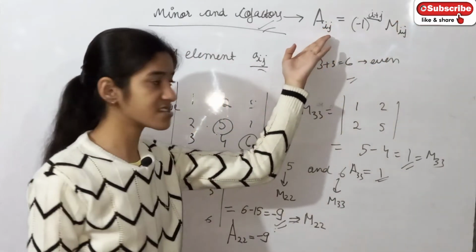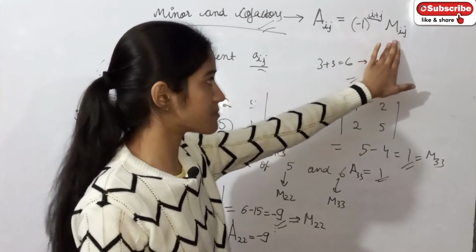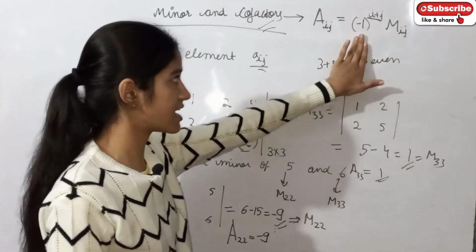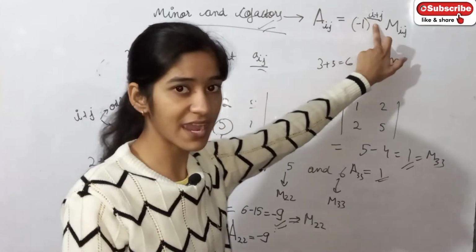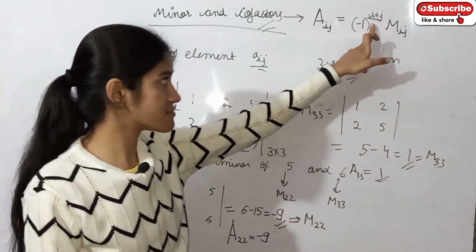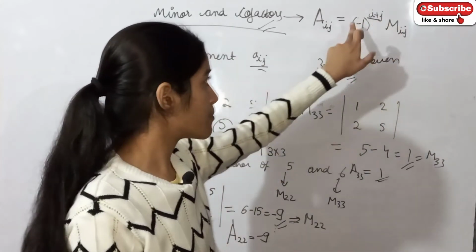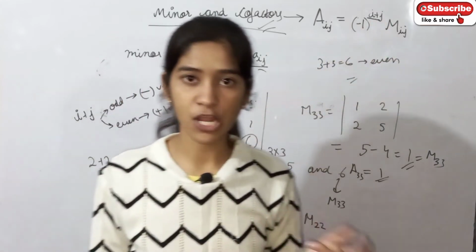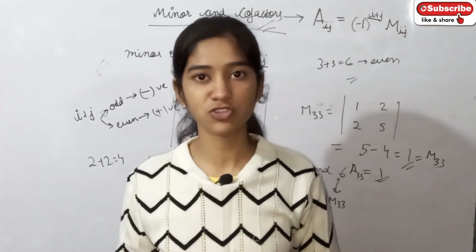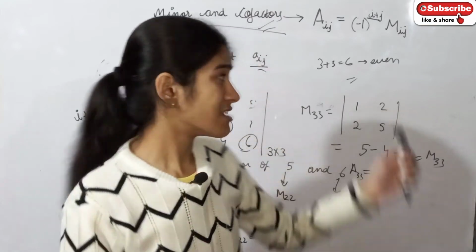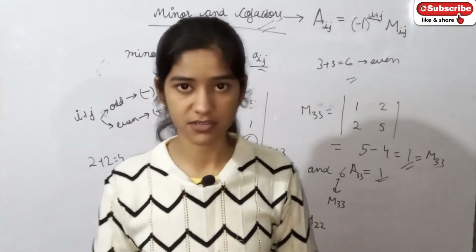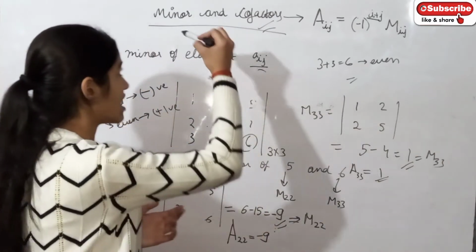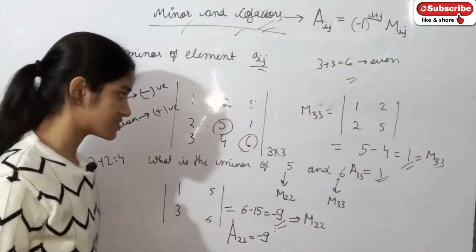So the cofactor is nothing but the multiplication of its minor with its positive or negative sign, and we find that if we know the row and column by adding them. If the value is even, then it becomes positive and the cofactor becomes equal to the minor. If the value is odd, then the cofactor is just the negative of the minor. So in this way we find the minor and the cofactor of elements.